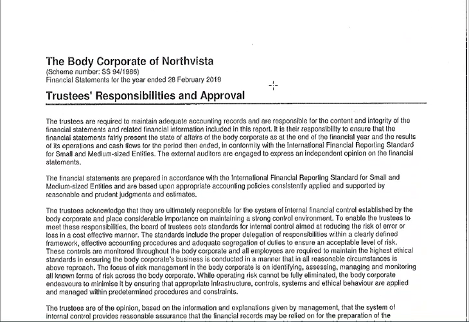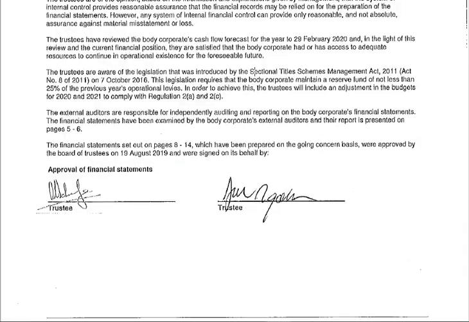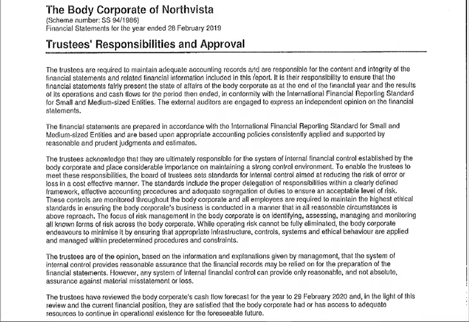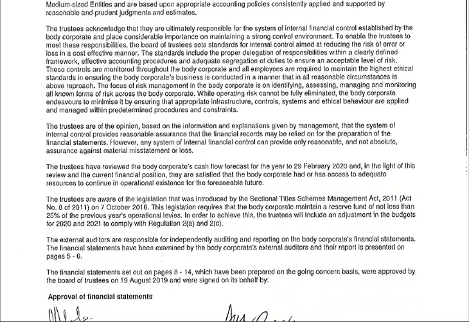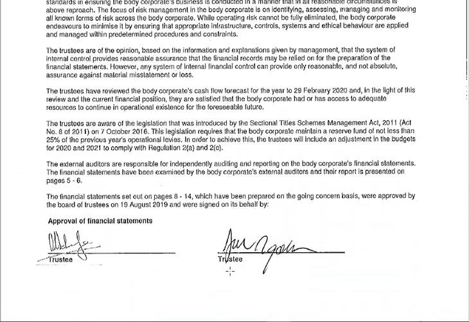So let's look at it. So this first page, on page 3, is your trustee's responsibilities and approvals, where the trustee acknowledges what their responsibilities are for keeping records, keeping financial statements for the books. They're responsible in a management position for the information that's being now presented in the financial statements, and then it gets signed by 2 trustees.